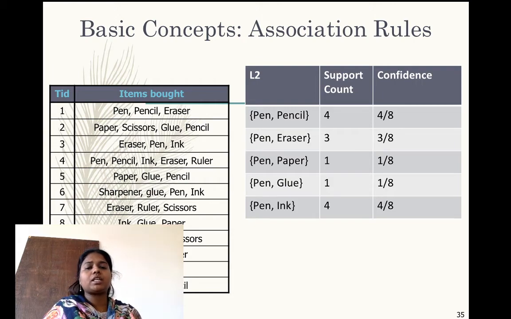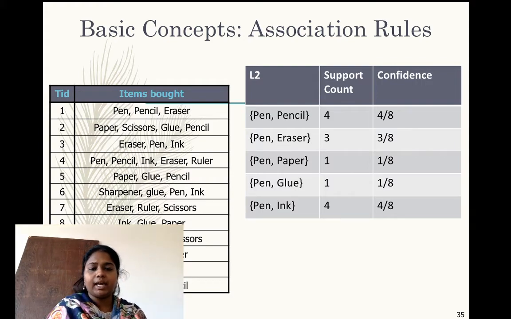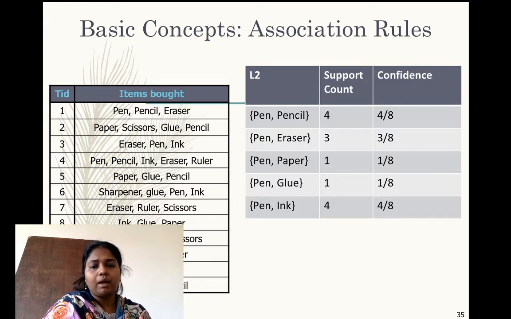So for the pen and eraser combination, I can see that 8 transactions have pens, out of which 3 transactions have eraser also. When I look into the combination pen and paper, I can identify that out of 8 transactions in which pen is present, I have 1 transaction in which paper is also present. That way I find out the confidence of buying pencil every time a pen is bought.